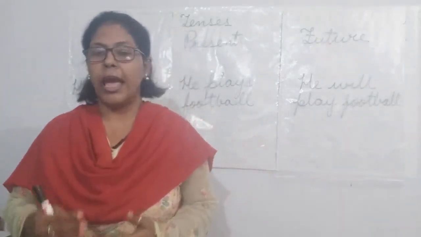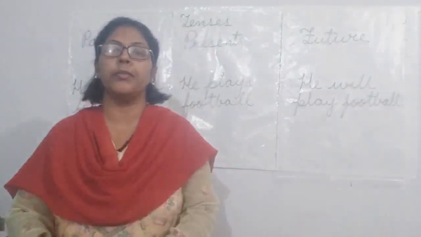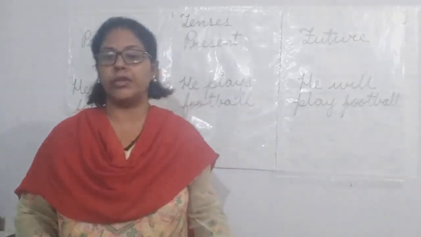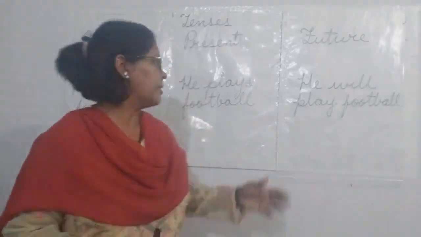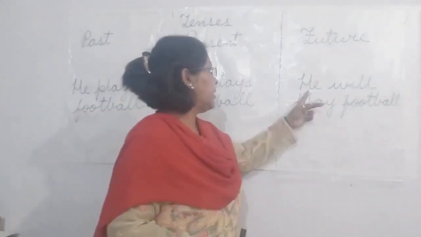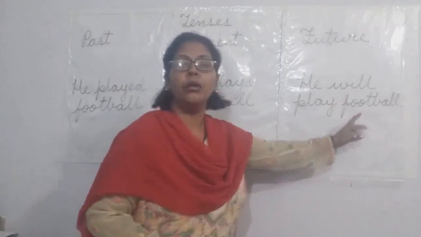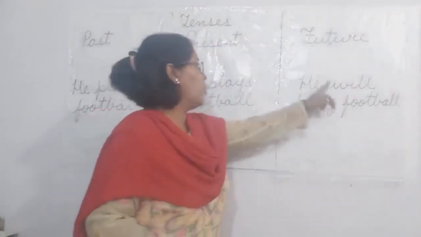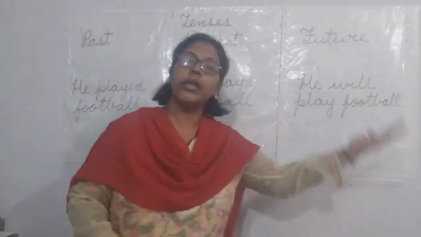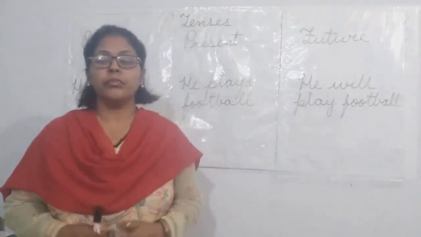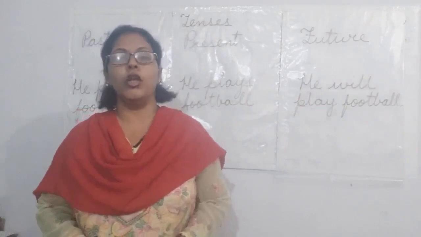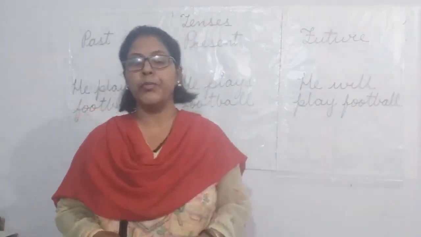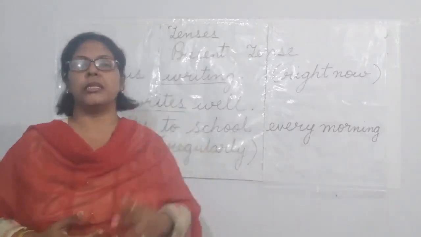Then comes the future tense. This shows actions that are going to take place. It has not yet taken place. It will take place later on. Here we have an example. He will play football. Means he has not played, or he is not playing right now. He will play football. Later on he will play. So I'll explain all about these tenses one by one. Let me tell you about the present tense.